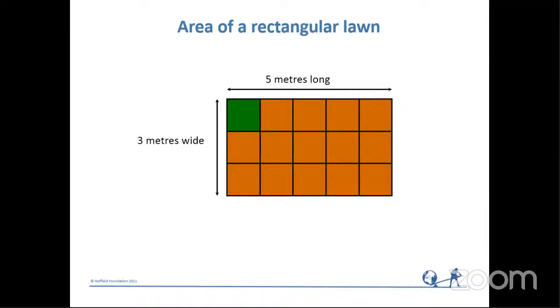15. And how would we arrive at the 15? Multiply length times width. Multiply 5 and 3.